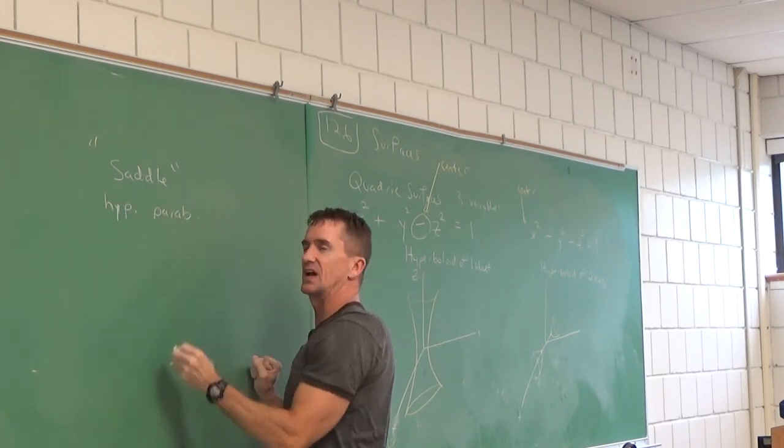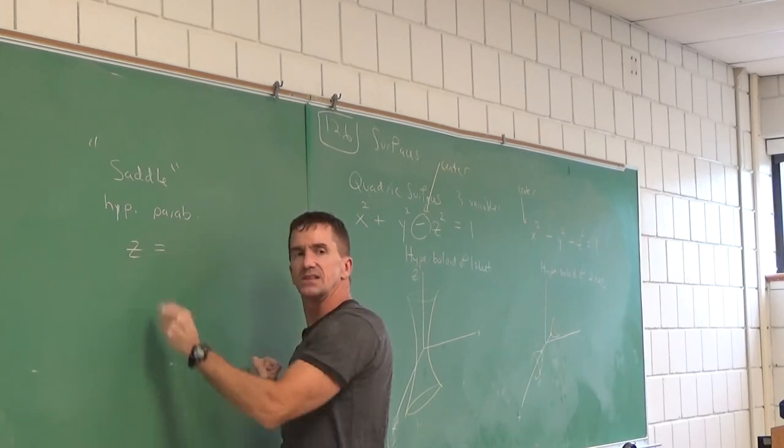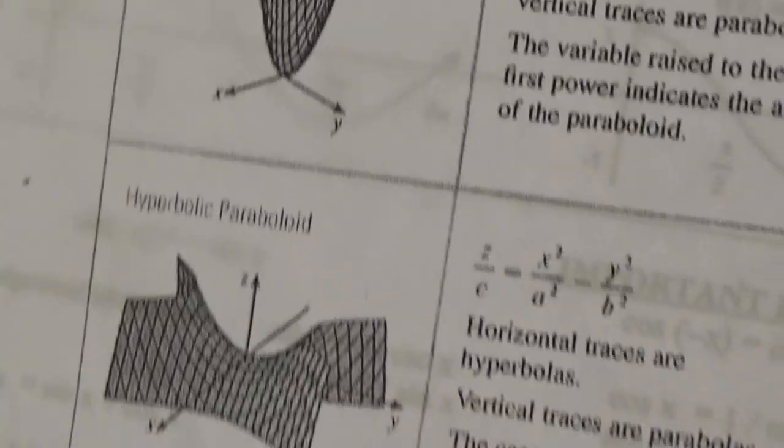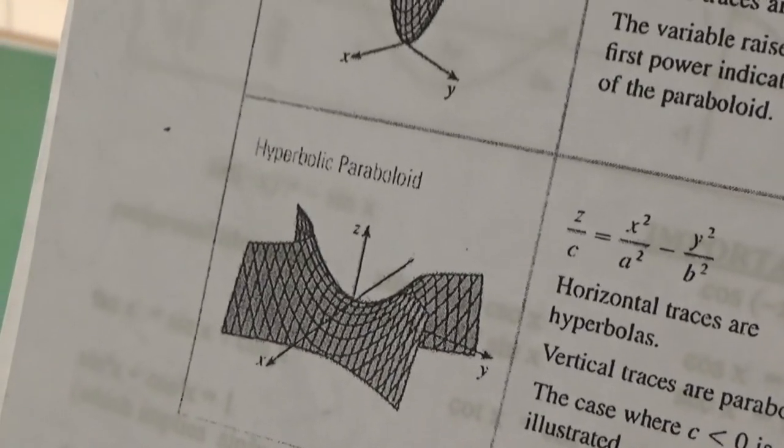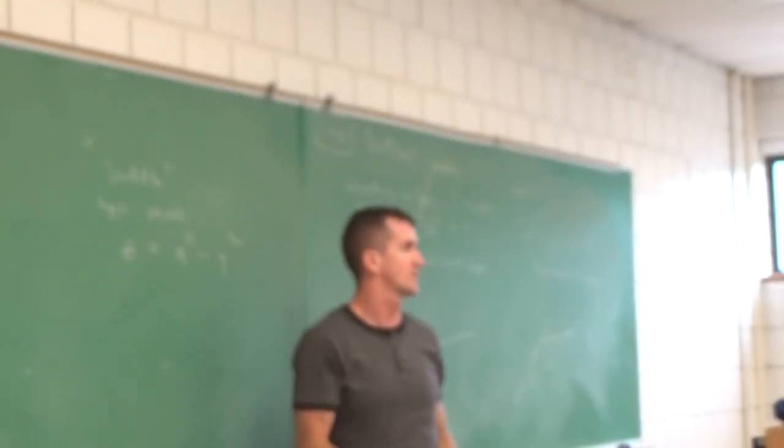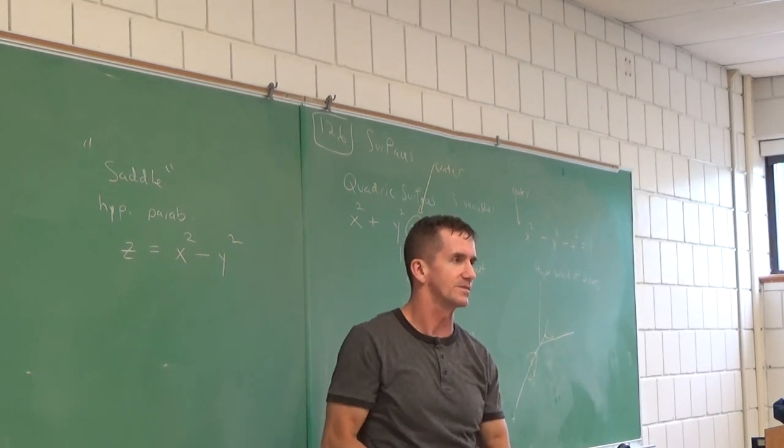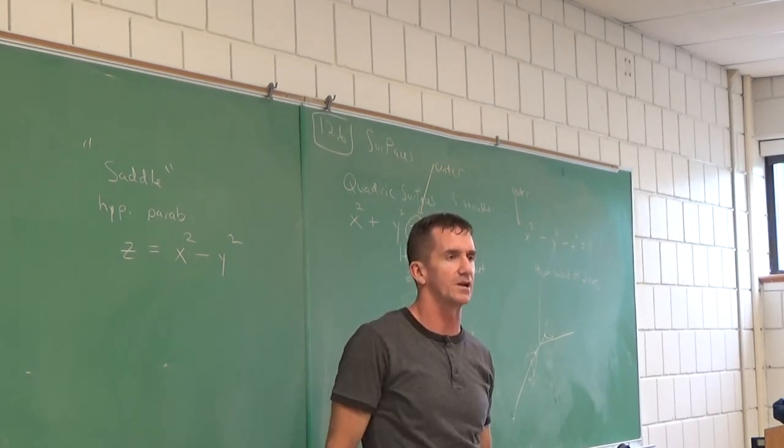I don't ever make you sketch this. But it looks like the paraboloid before, except what was between these two variables? Not a plus, a minus. So that's the one you can just say, oh good, he's never going to make me sketch that thing. A lot of times I like you to do matching anyway.